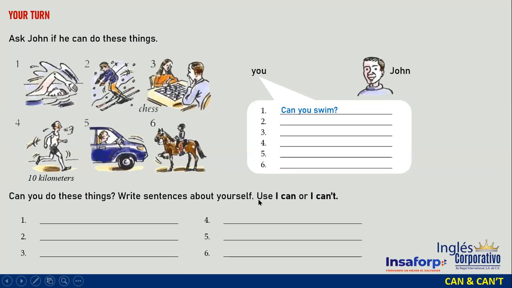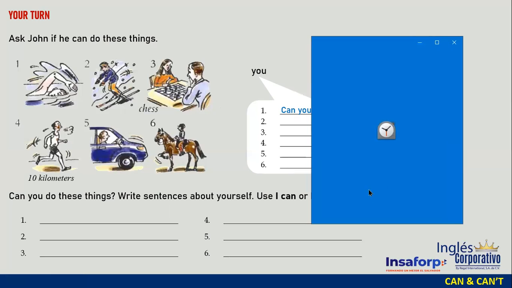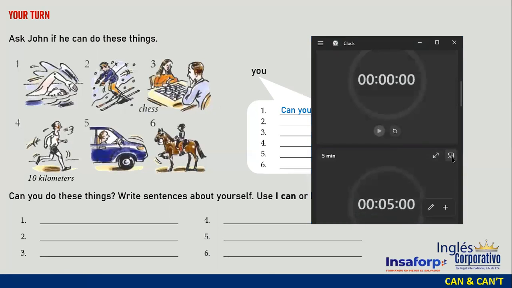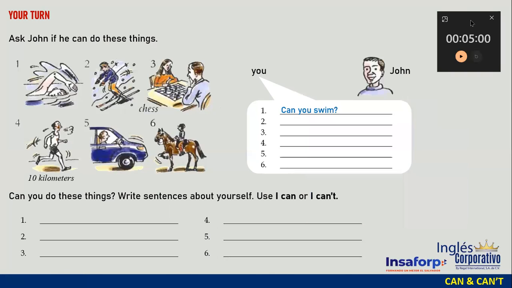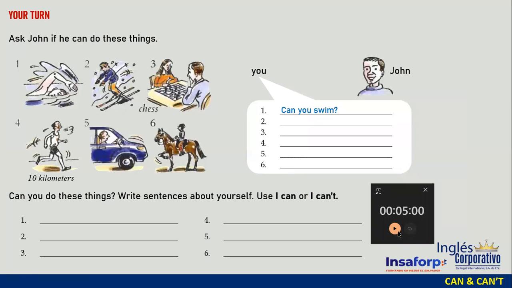Write sentences about yourself. Use I can or I can't. Luego va a usar los mismos verbos y va a decir sus oraciones, si usted puede o no puede hacerlos, ¿ok? So for this one, I'm going to give you 5 minutes. Les daré 5 minutitos y esos 5 minutitos comienzan ahora.